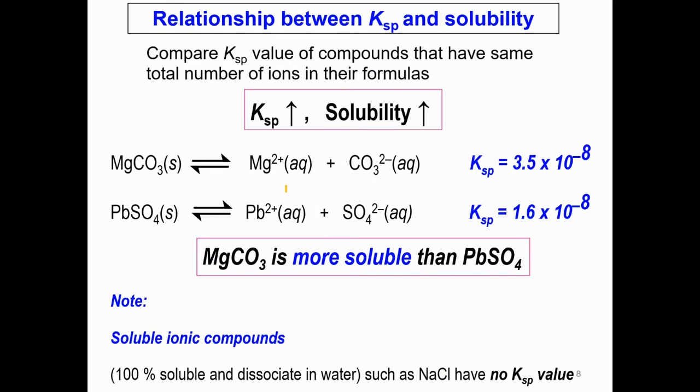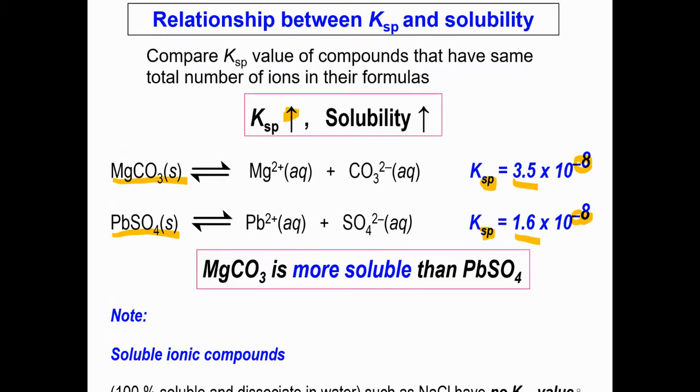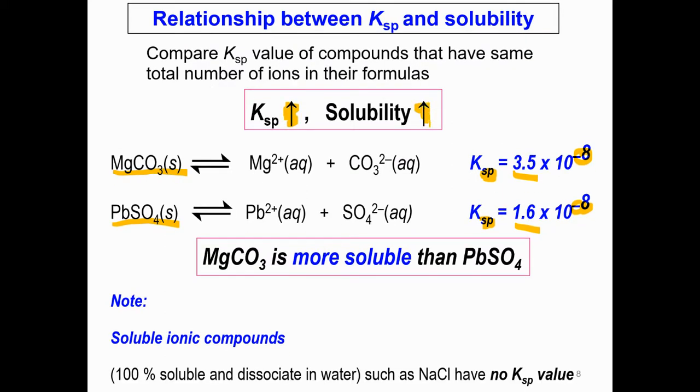Let's look at this. We have two solids here. We have magnesium carbonate and lead sulfate. Let's look at the Ksp. Both of them are times 10 to the power of -8, and then one is 3.5, another one is 1.6. So if the Ksp value is higher, the solubility is higher. Thus, magnesium carbonate is more soluble than lead sulfate.